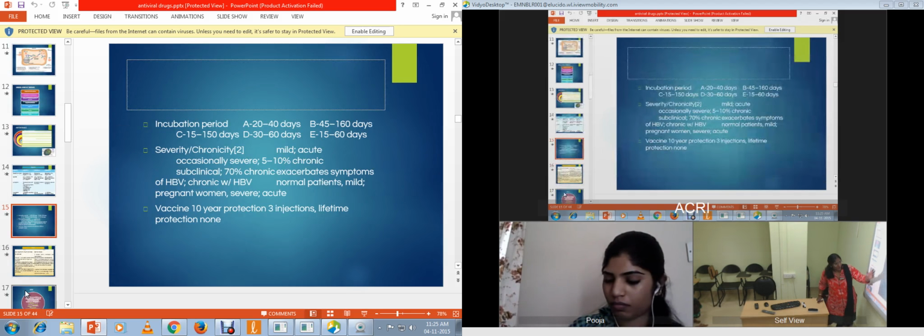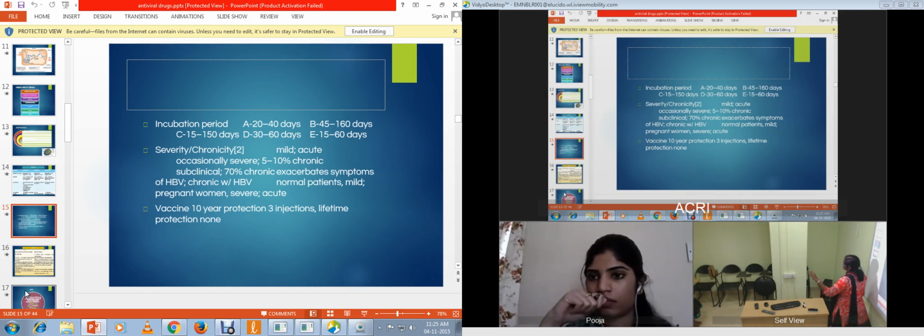Incubation period, chronicity in pregnant women, yes, it's a chronic one. For hepatitis B you have a vaccine, which gives protection for 10 years, three shots. For lifetime there is no protection.